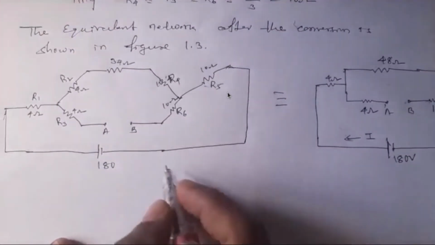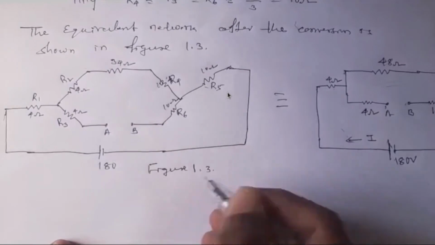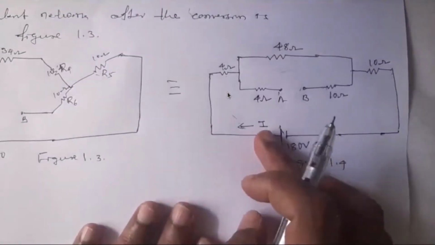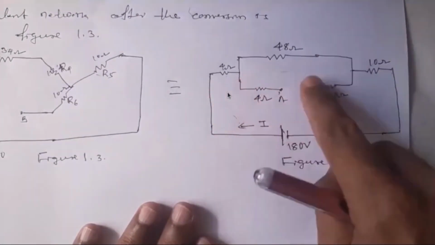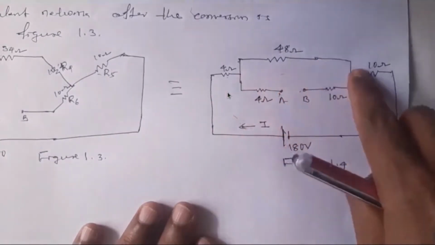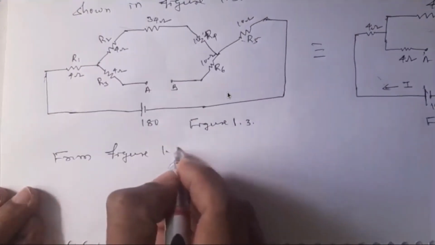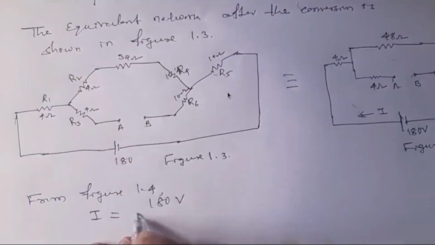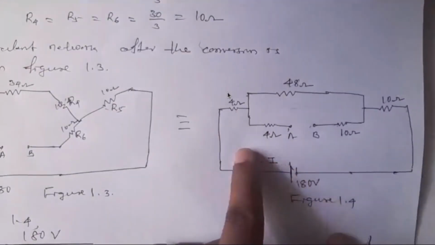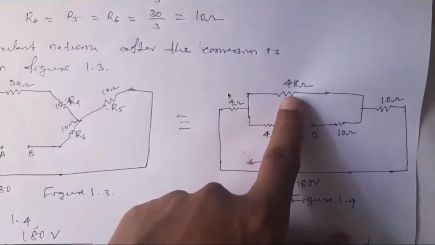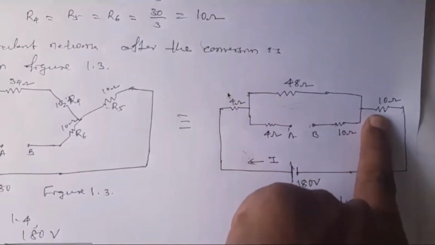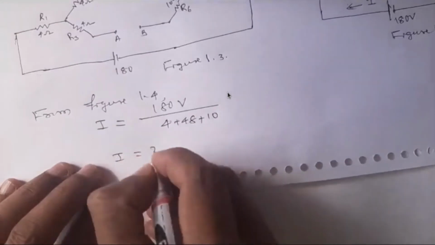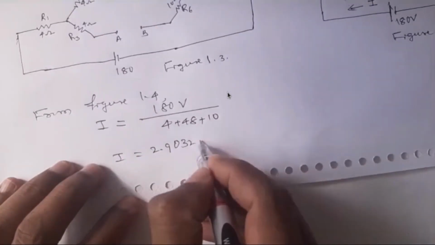From figure, say this is figure 1.3 and this is figure 1.4. Now, if you see here, because here it is open, you can find directly I, current I. From figure 1.4, I is equal to 180 divided by, look at this. When you traverse this, 4 ohm plus 48, 52, plus this 10, 62. Say I'll write here 4 plus 48 plus 10. I is equal to 2.9032 ampere. This is I.